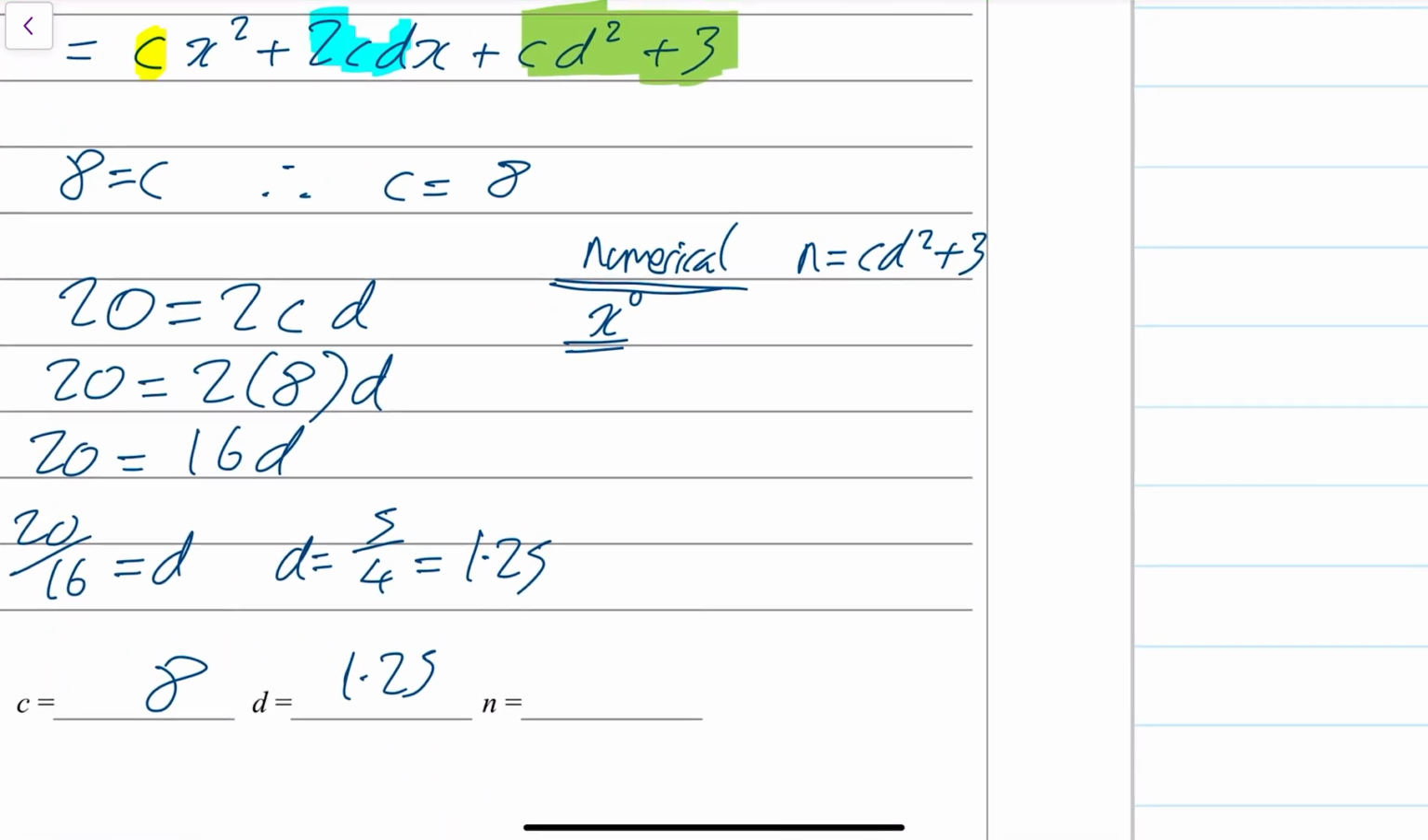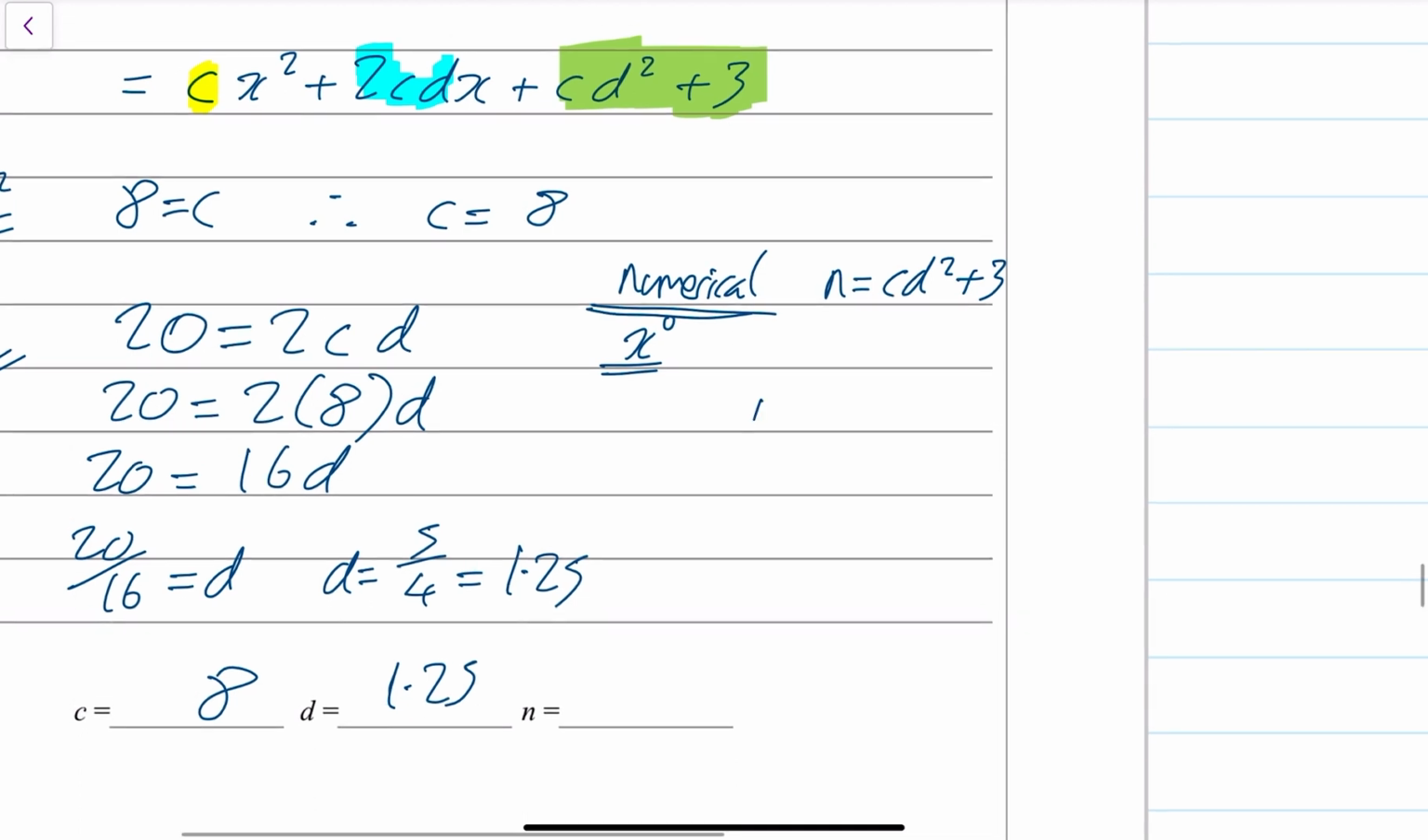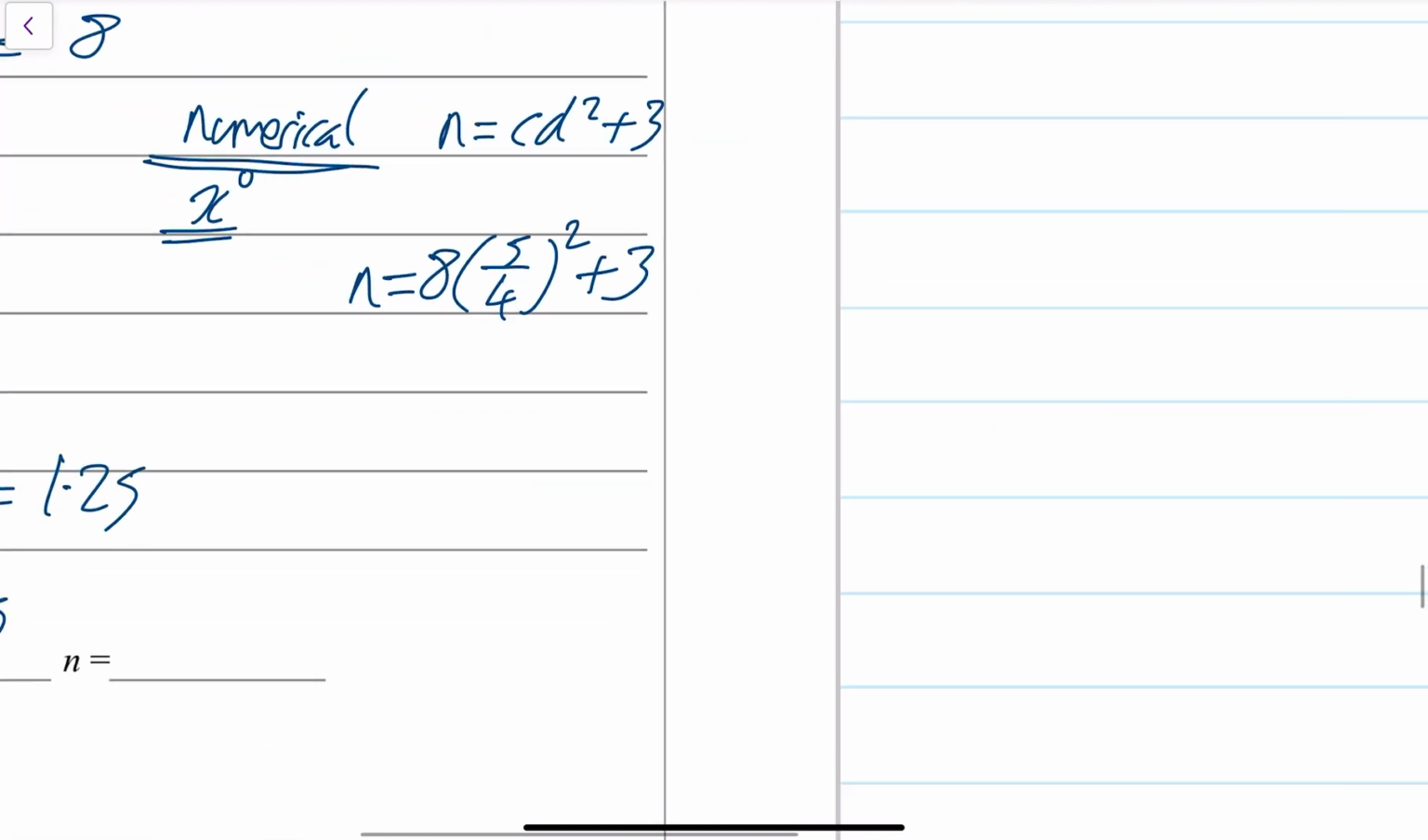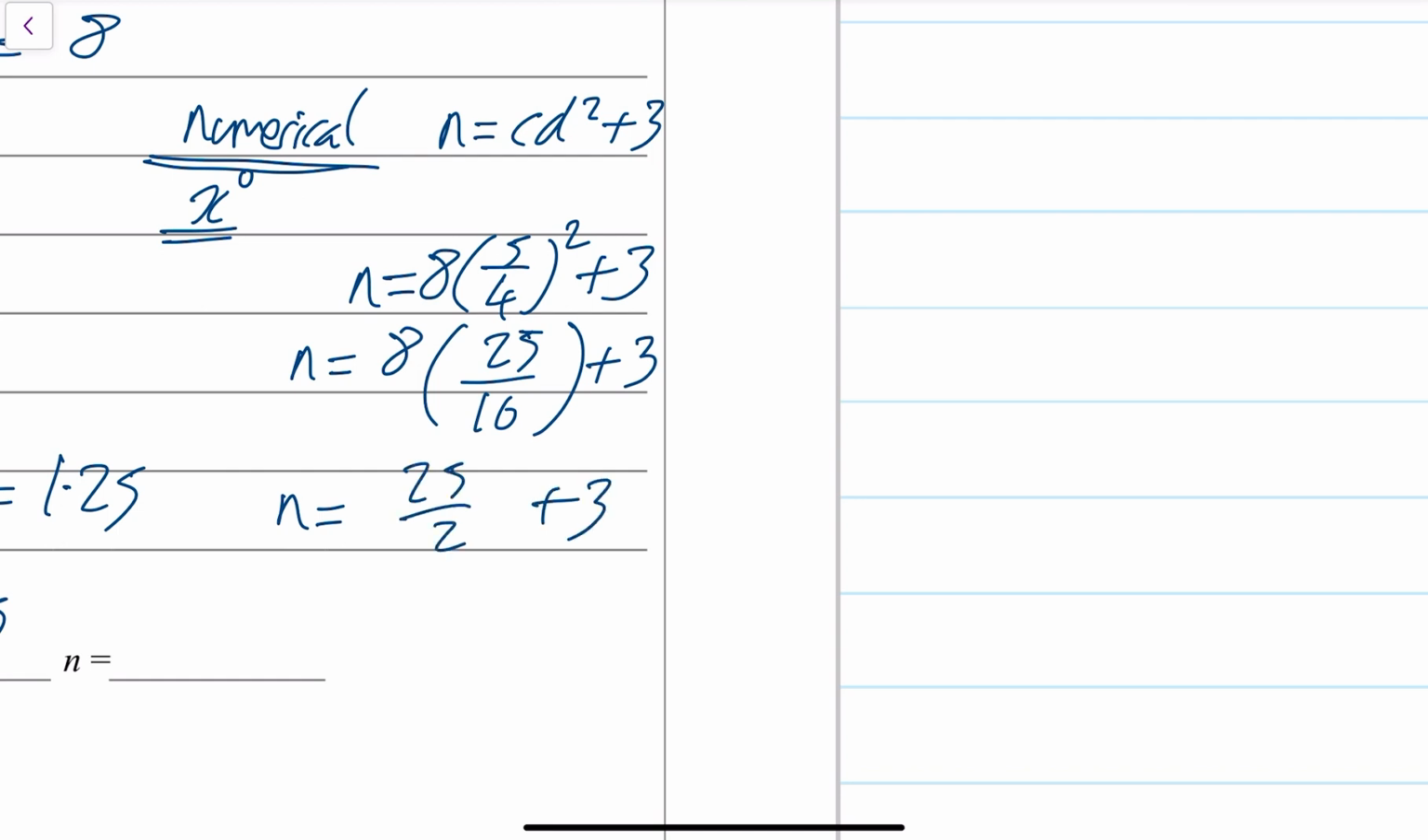So here we go. N then is equal to, what's my c? My c is 8 times my d squared, so that's going to be 5 over 4 squared plus 3. Okay, let's zoom in so we can actually do this. Right, not easy. I wonder if I made a mistake here. 25 over 16 plus 3. And then the 8 goes into the 16 twice, so you're left with 25 over 2 plus 3. What's 25 over 2 going to be? That's going to be 12.5 plus 3. N is equal to 15.5.